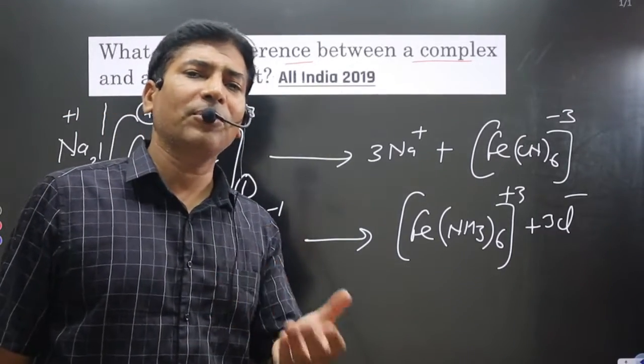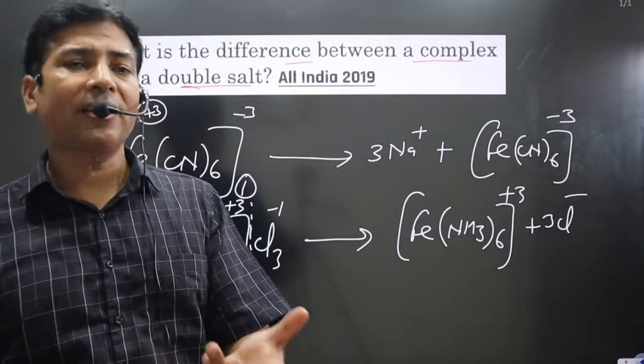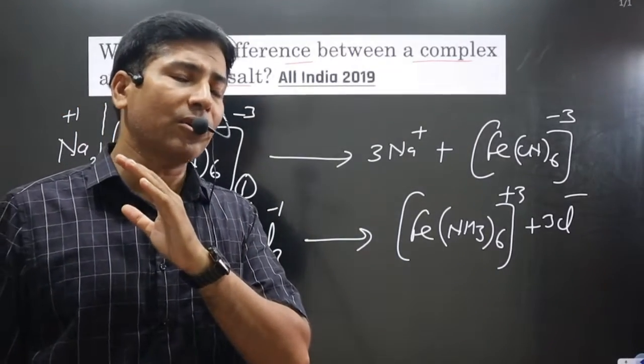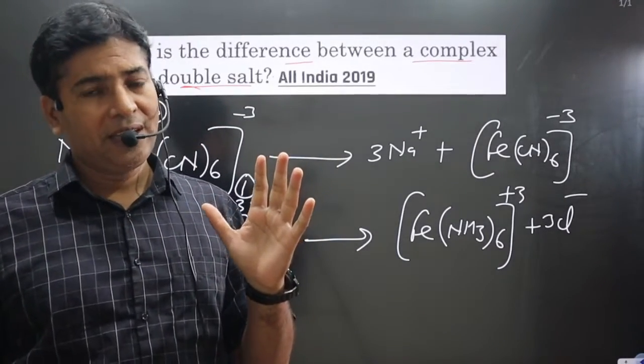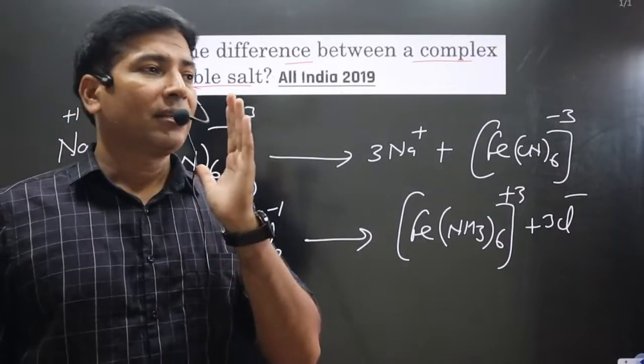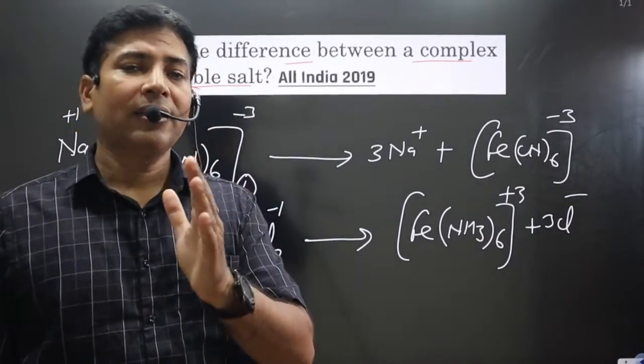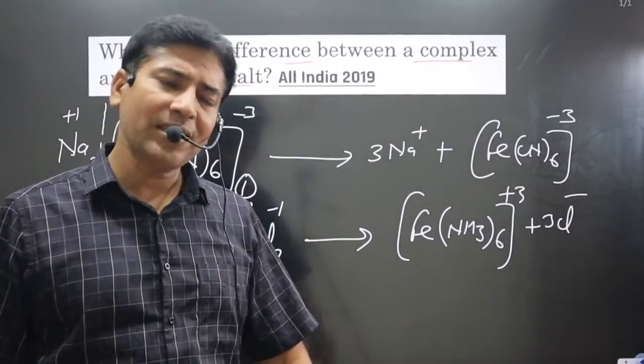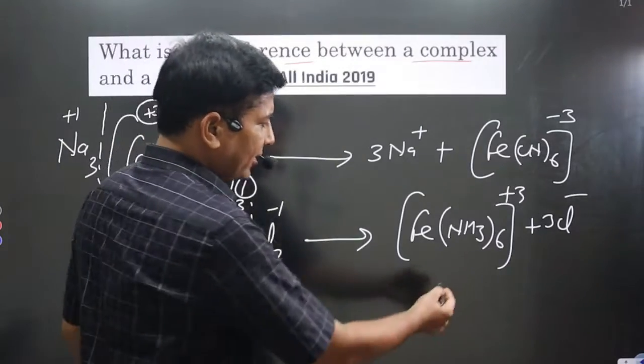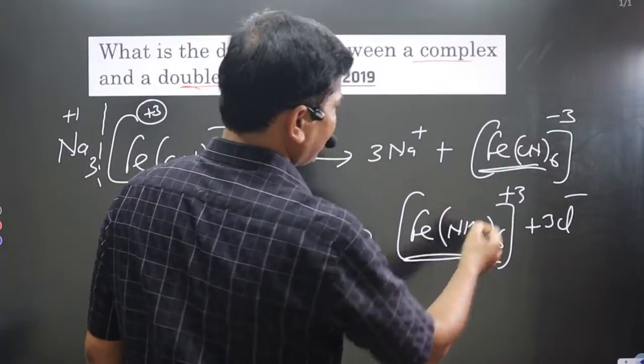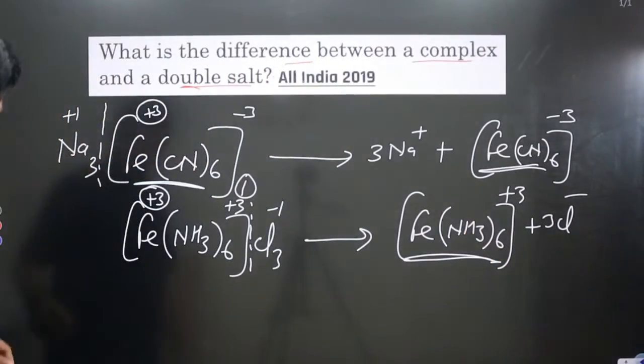Complex salts are nothing but complex compounds, coordination compounds. They do not undergo complete dissociation in water. That's why they do not lose their identity in aqueous solution. So you can see they are maintaining their identity. This part is there, this part is there, because it does not undergo complete dissociation.